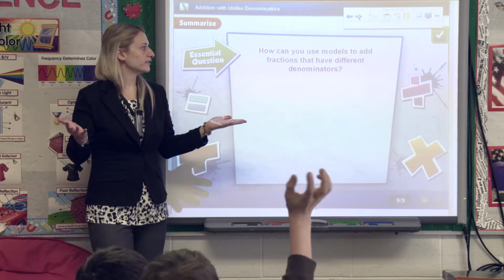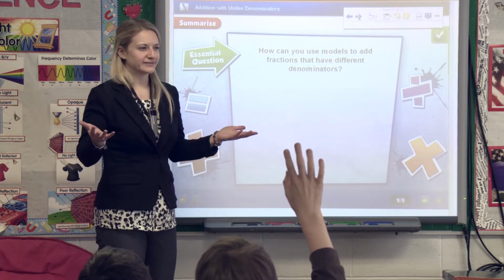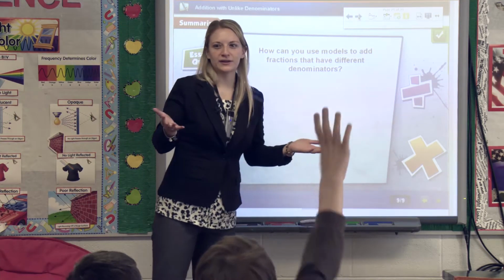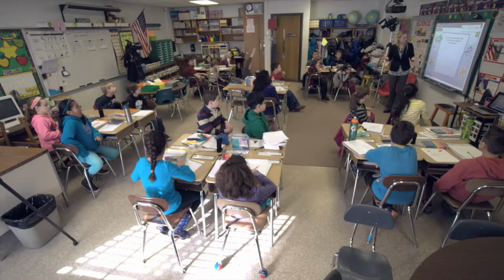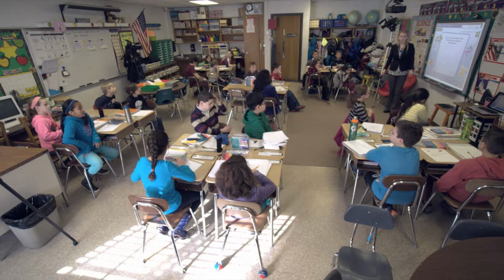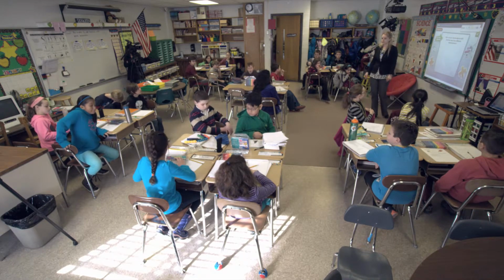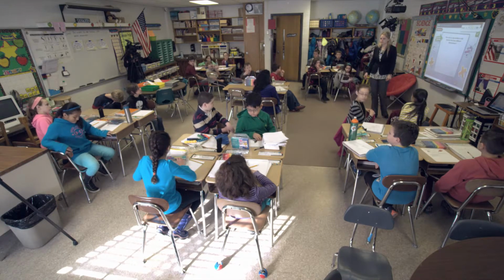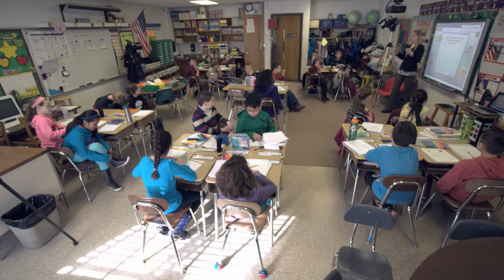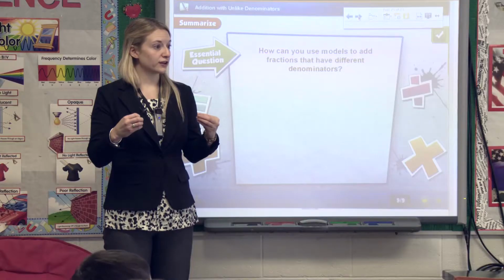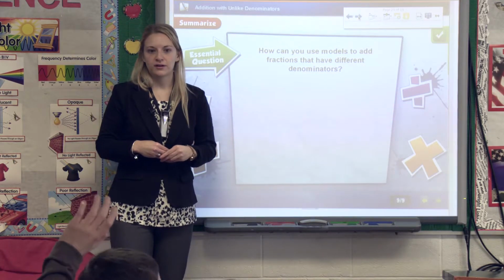How can you use models to add fractions that have different denominators? How do you do it? Why can you do it? How does it work? If you had to tell somebody, if you had to answer this question, Domenico. The models, well, you can use them to compare the sizes of the fractions and see if they're equal. I love it. So I can use models to compare the value or the size of the fraction to check if they're equal. Who has something else to add? That was a great response though, Domenico. What else, Colin?